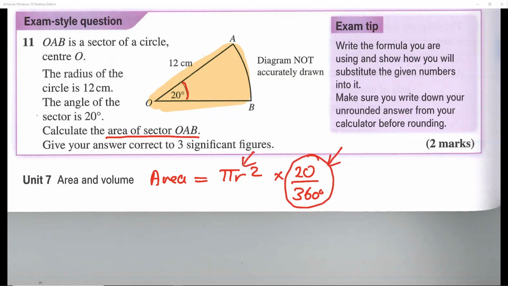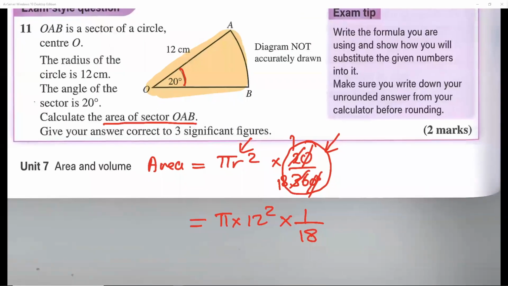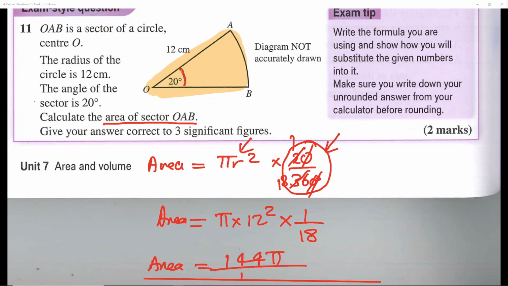We also have the radius, which is 12. So we're going to have pi times 12 squared. Now that will cancel with that, then that will cancel with that, and then times it by 1 over 18. Let's work that out. So area equals pi times 12 squared times 1 over 18. That'll be 144 pi over 18 as my pure answer. And then we need to give it as a decimal answer.